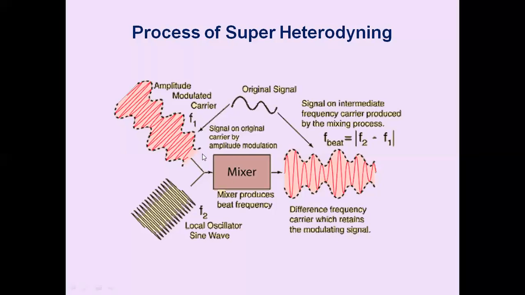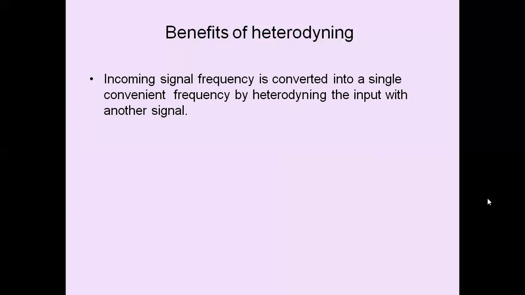What is the superheterodyne process? The incoming signal frequency Fs is combined with the local oscillator frequency, and we get a constant frequency difference at the output of the mixer. This constant frequency difference we call the IF frequency. The message which is there on the RF signal is placed onto an IF frequency. So what are the benefits of heterodyning? The incoming signal frequency is converted into a single convenient frequency by heterodyning the input with another signal called the local oscillator signal.